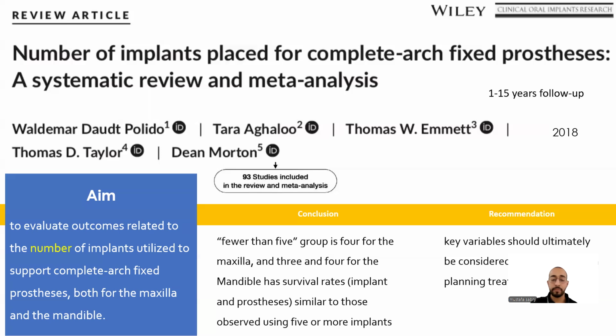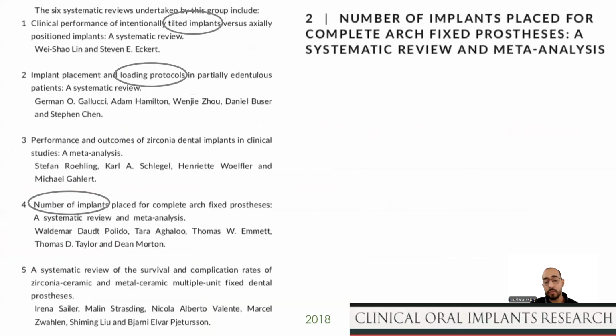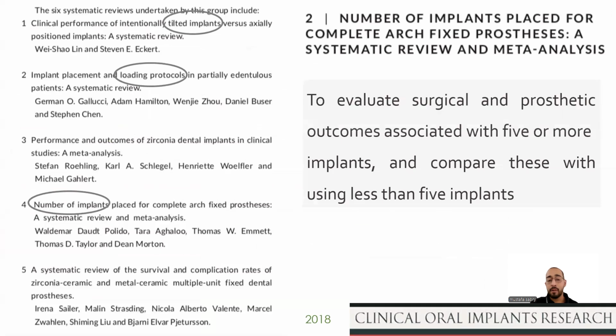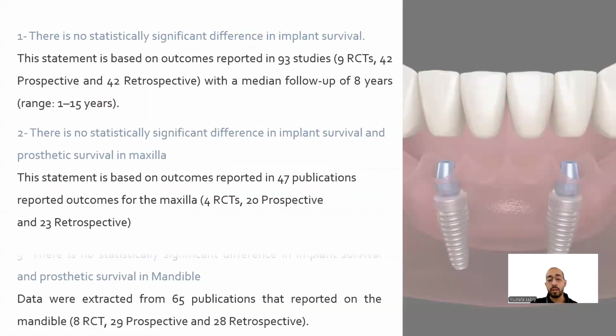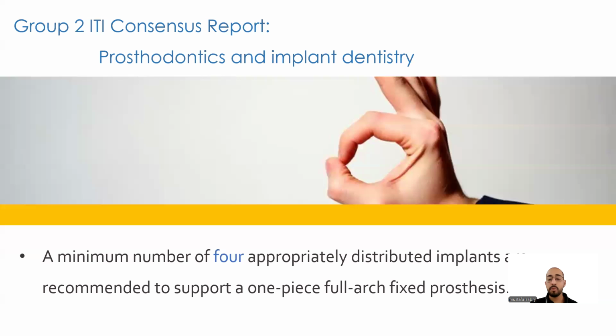So to come with a consensus of ITI, it's now very clear and known that a minimum number of 4 appropriately distributed implants can support 1 full arch. And please, guys, with all-on-4, we should use at least a standard dimension implant, which is 4 by 12. For me, I would always go for longer implants, 16, 18, 20 millimeter implants, so I can engage good sites with a good cortical, which is very important to gain good primary stability for immediate loading.